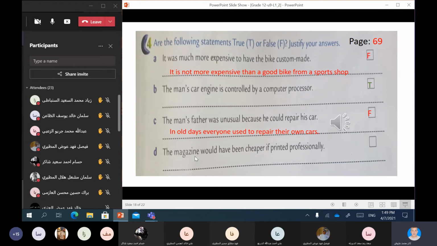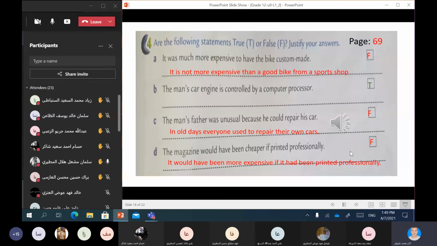The magazine would have been cheaper if printed professionally. True or false? False. It is false. In fact, it would have been more expensive. Not cheaper, the opposite. More expensive if it had been printed professionally. Or we can say it was much cheaper for the boys to print it themselves. Both answers are correct.